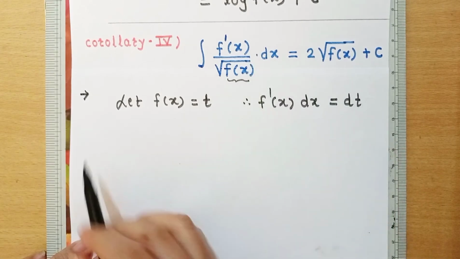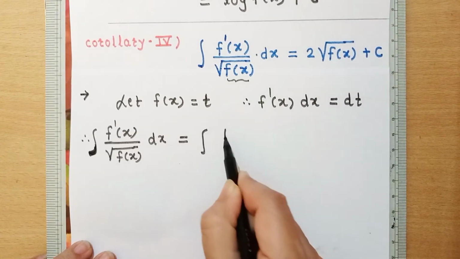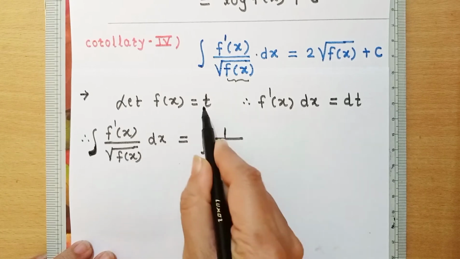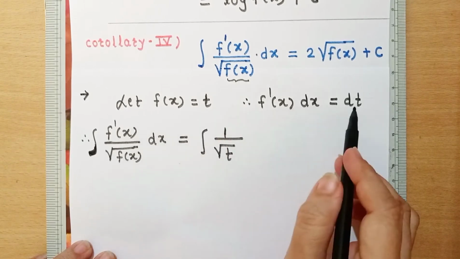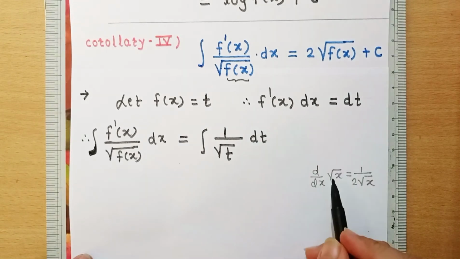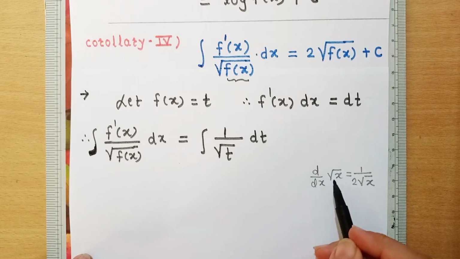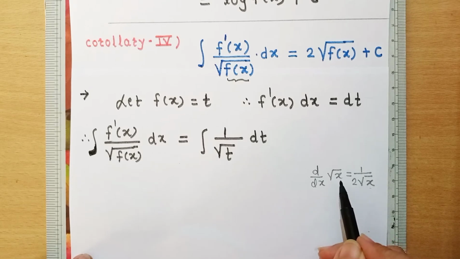So now take LHS here. Therefore integration, 1 upon root f x means root t, so we will write here root t, and f dash x dx means dt. Now we know the derivative formula, d by dx of root x equal to 1 upon 2 root x, meaning integration of this equals root of x.